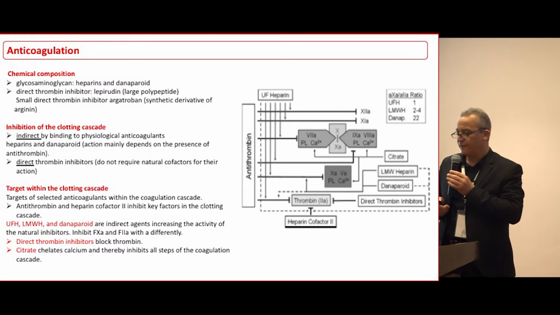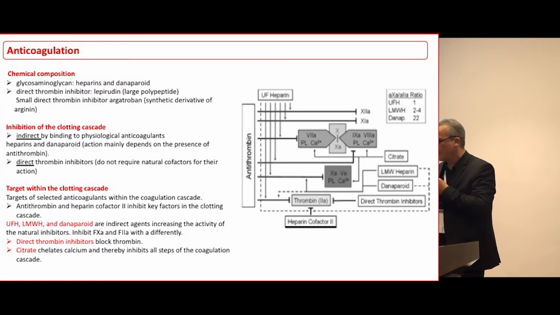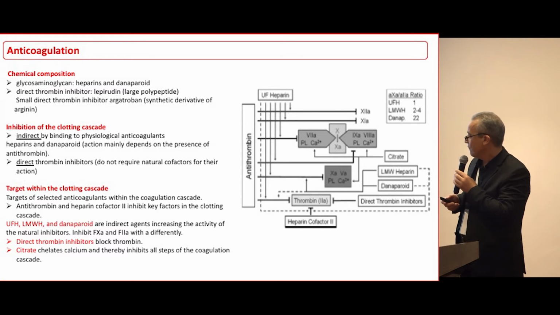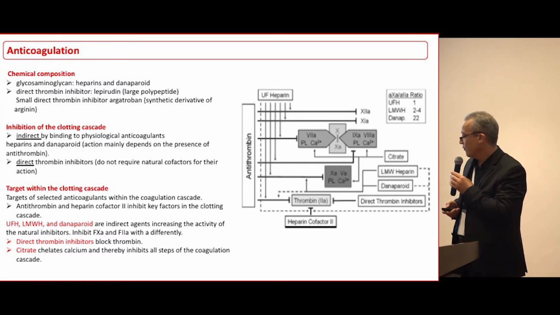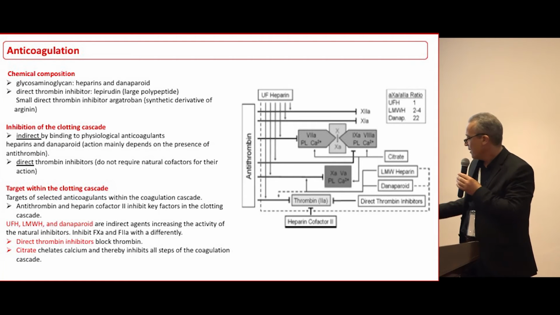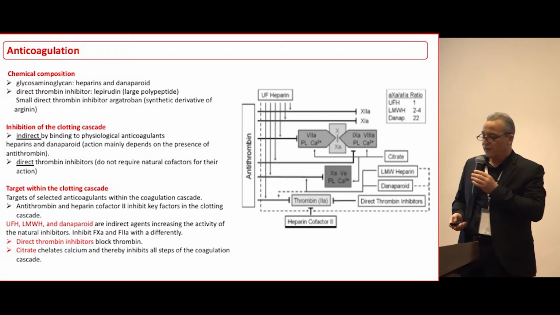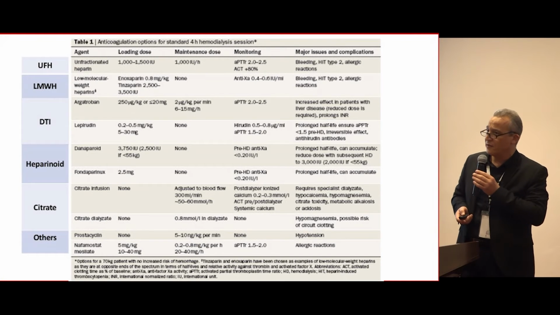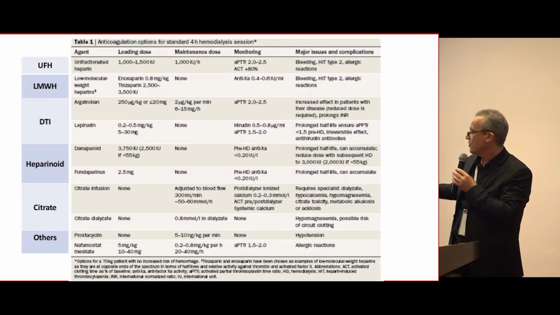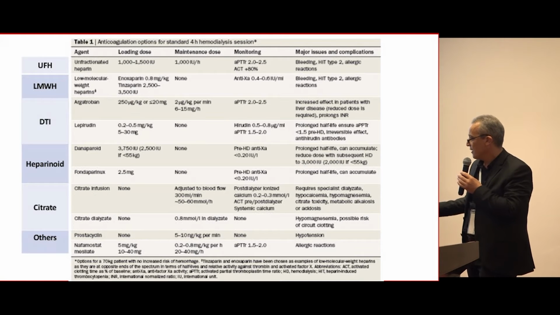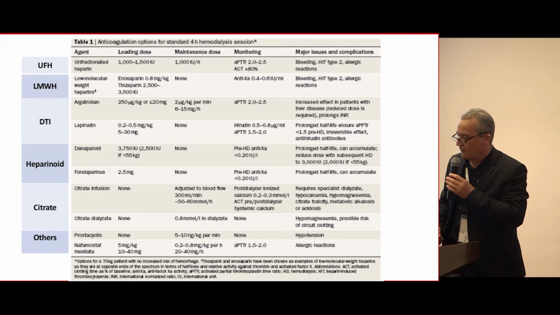To control this clot formation in hemodialysis, we use anticoagulation, and we can classify the anticoagulation depending on their chemical composition or their inhibition of the clotting cascade, directly or indirectly, or also by the target within the clotting cascade, which is the more used. And we have the indirect agents increasing the activity of the natural inhibitors such as heparin and heparinoids, and the direct thrombin inhibitors that block thrombin, and finally the citrate that can also act as an anticoagulant in our patients. This is an overview of all the anticoagulants we can use in our patients. We have, of course, unfractionated heparin and low molecular weight heparin, but also the direct thrombin inhibitor, the heparinoid, the citrate, and others, especially the prostacyclin that we can use when we have a problem with the heparins.